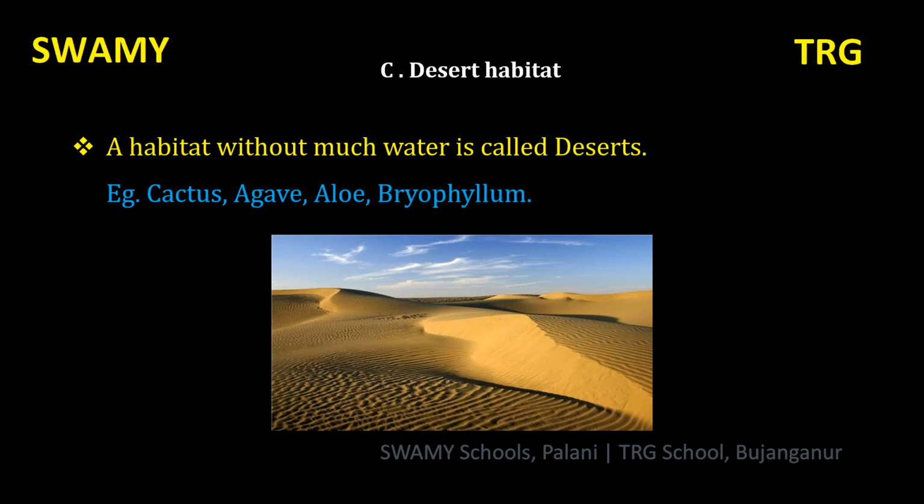Desert habitat. A habitat without much water is called a desert. Deserts la thanni athigamaaga irukkaadhu. Deserts are the driest place on earth.